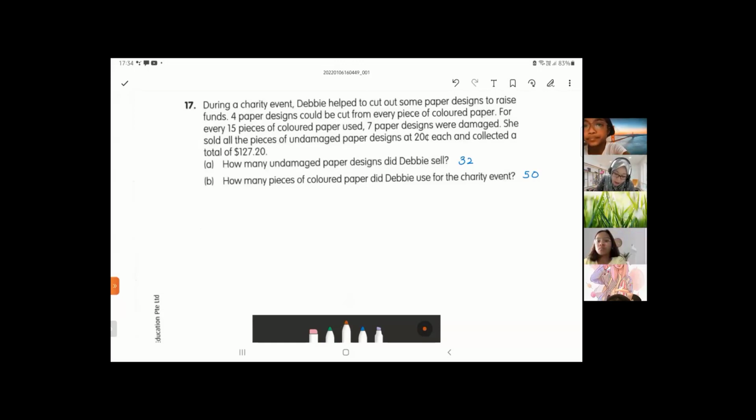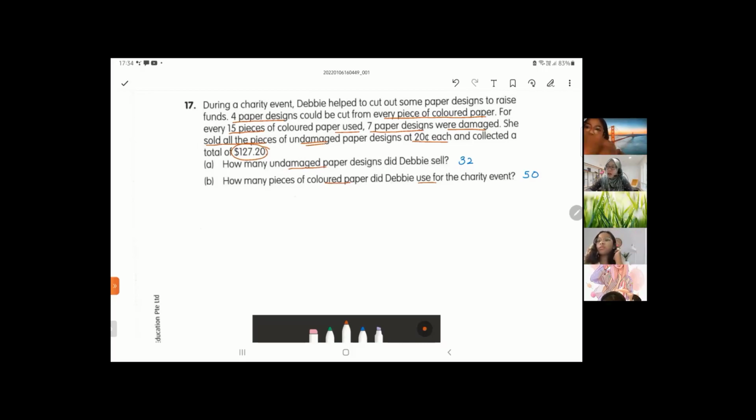So to raise funds, 4 paper designs could be cut from every piece of colored paper. For every 15 pieces of colored paper used, 7 paper designs were damaged. She sold all the pieces of undamaged paper designs at 20 cents each and collected a total of this amount. How many undamaged paper designs did she sell? How many pieces of colored paper did she use for the charity event?